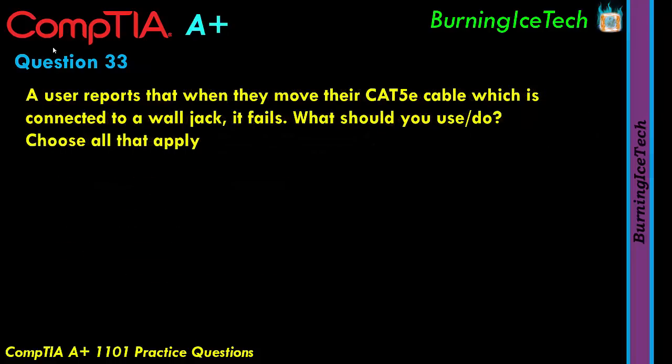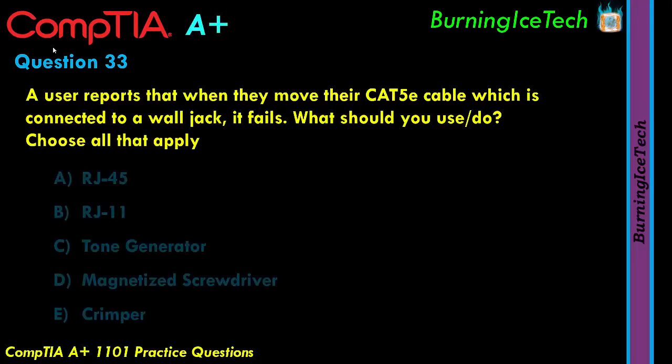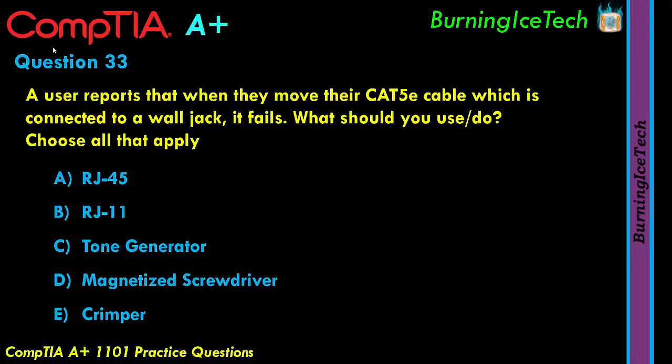Question 33. A user reports that when they move their Cat5e cable, which is connected to a wall jack, it fails. What should you use or do? And then they say choose all that apply. So there could be one answer, it could be none of them, it could be all of them. I don't know. So it could be 2 or 3 of them. It's usually about 2 of them.